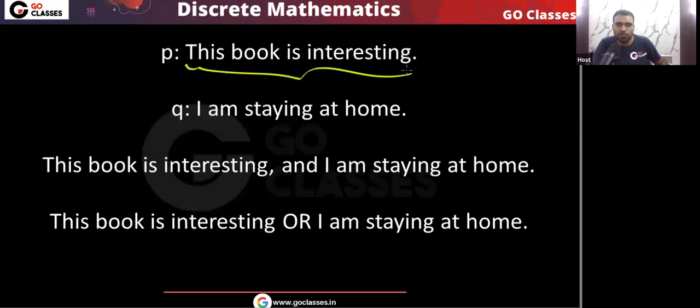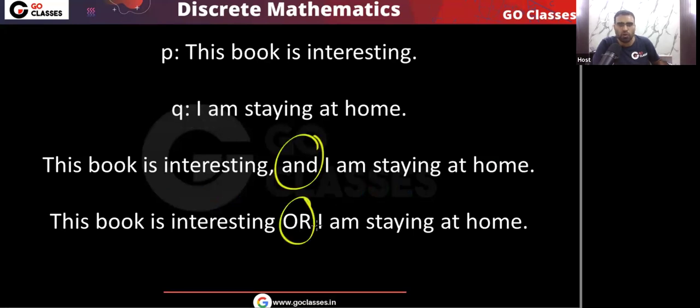So for example, if you have this statement P, this book is interesting, and you have another statement Q, that is, I am staying at home, then you can use this connective and you can use this connective, "or". Okay, so using this connective you can create a new statement. Similarly, using this connective you can create a new statement.